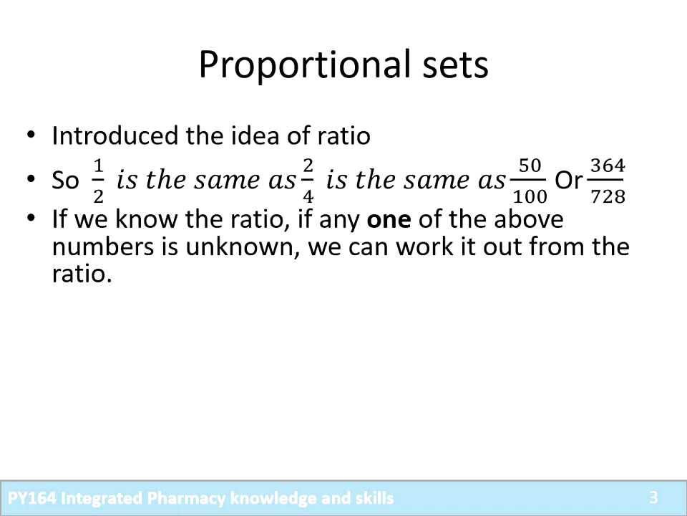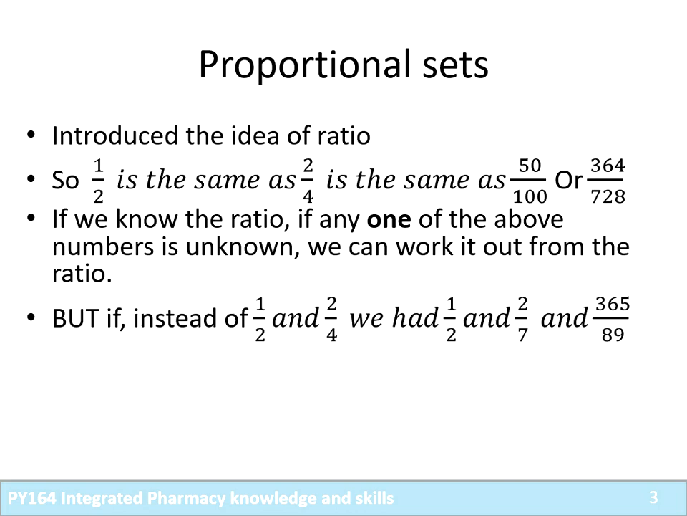How does it help us? Okay, so if we know the ratio, any one of the above numbers is not known. So if, for example, in the second series of numbers, instead of 2/4, we don't know how many over 4, then we can work it out from the ratio. But that relies on the fact of it being the same ratio.